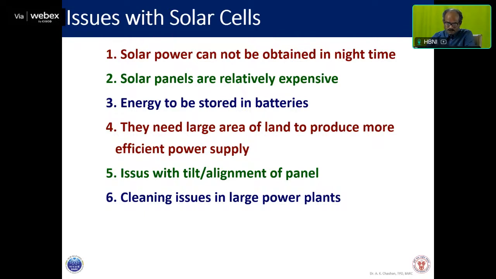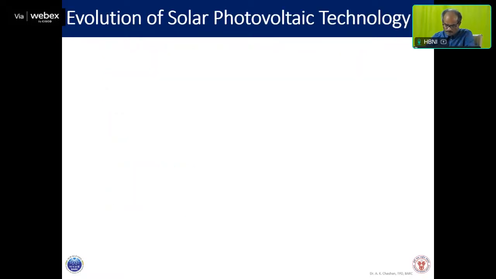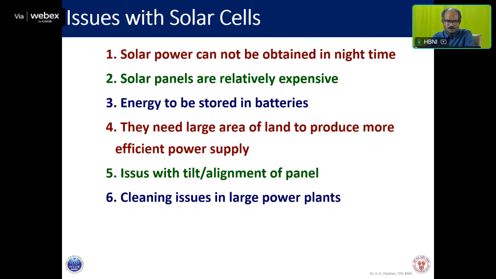Then there are cleaning issues. The main cleaning issue is that dust is accumulated on the solar panels, and when these are in the power plants, there is a large area, so cleaning of all those solar panels is a problem. It is not so simple. So these were some of the advantages and limitations in the solar cells.